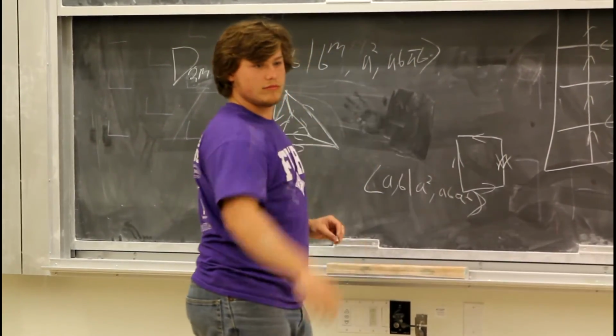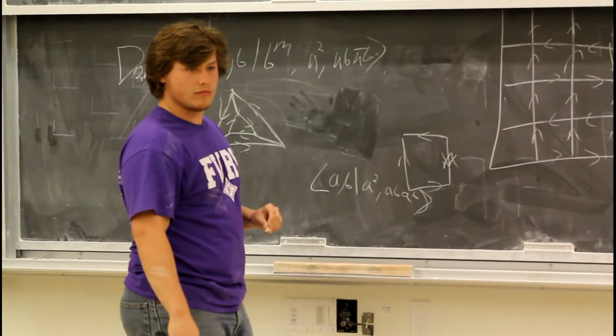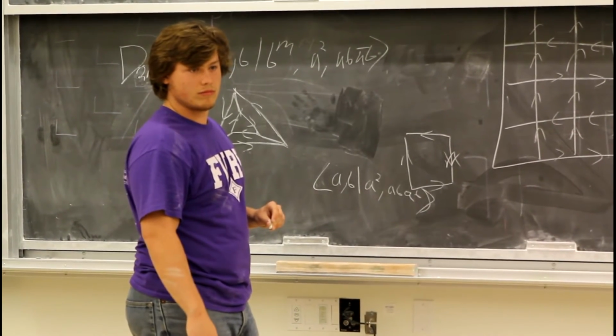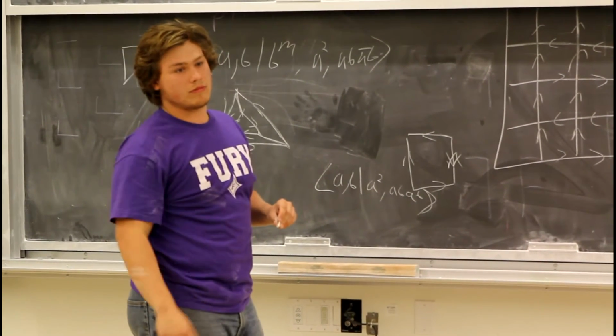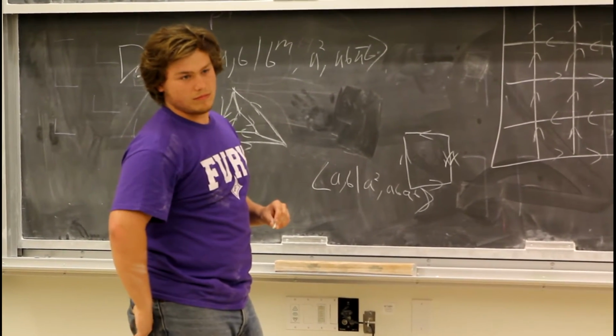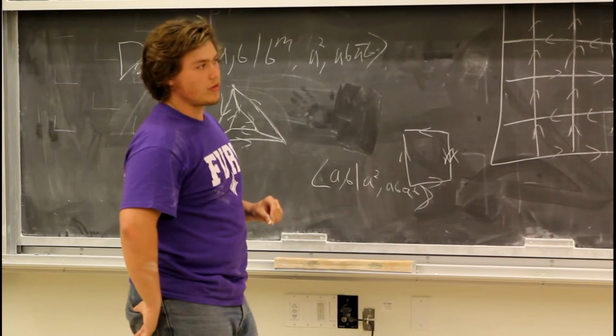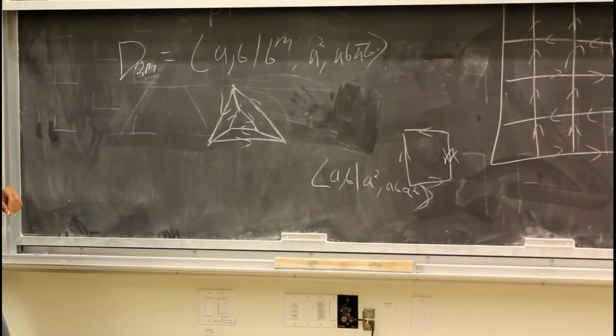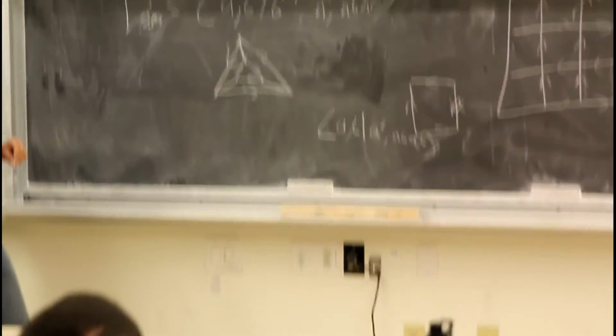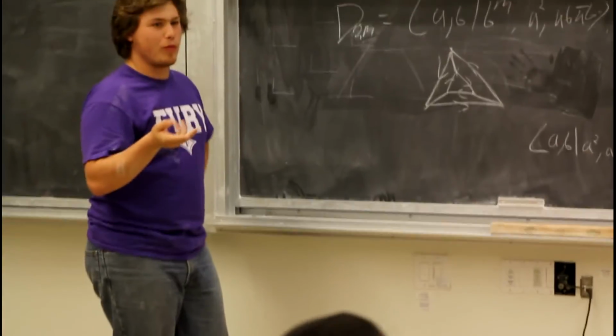Could it be like an irrational multiple of 2 pi for B? Because we talked about how rotations, if it's an irrational multiple, will never come back to itself. If it did have a finite order, then it would have to be a rational multiple of 2 pi.